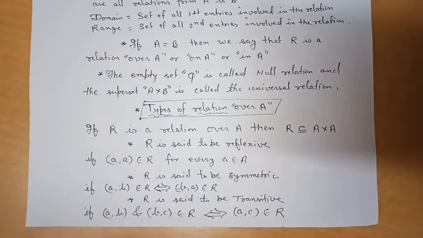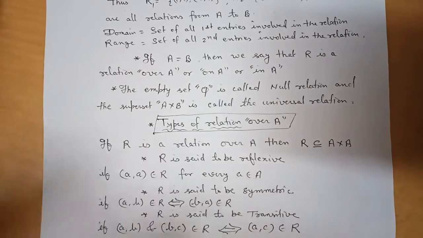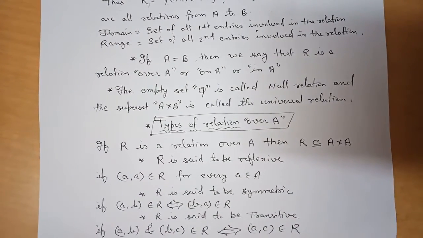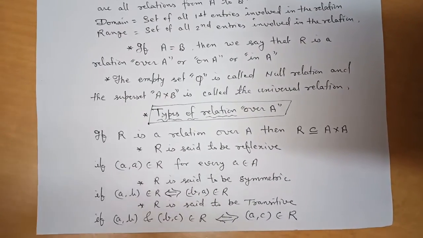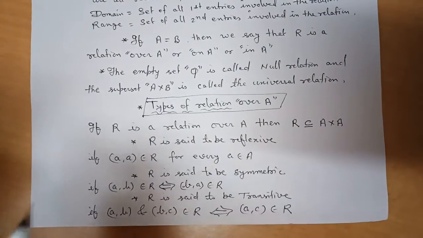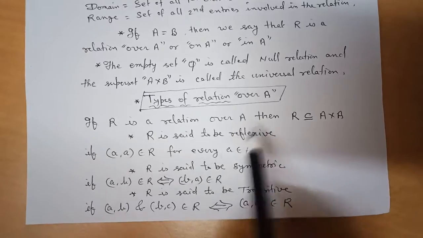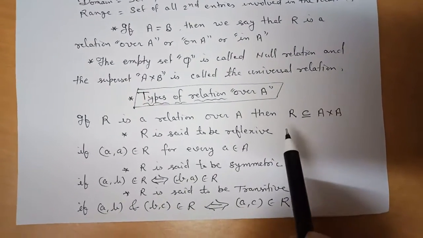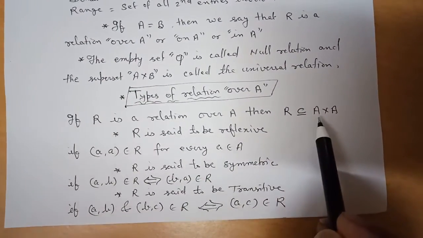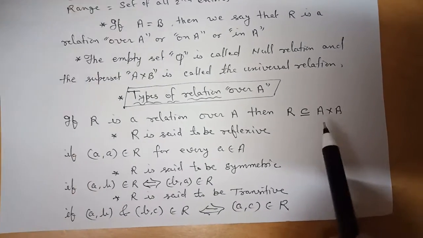Now we are going to learn different kinds of relations, the relations that are defined over a single set A. If R is a relation over A, then R must be a subset of A cross A as defined earlier.